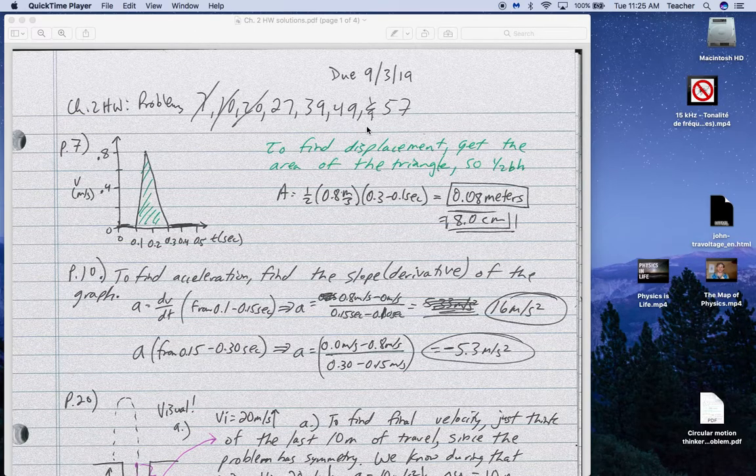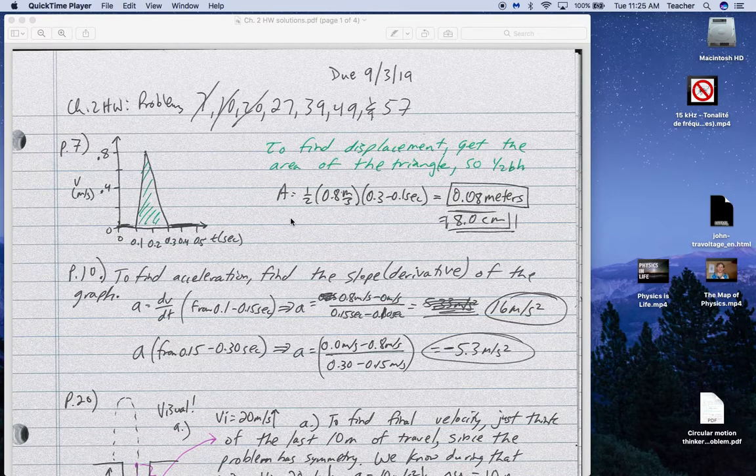Chapter 2 homework problems. They were due on September 3rd. So problems 7 and 10 were related to each other, which is why I assigned both of them. To find the displacement of this object during the time interval indicated, which is from 0.1 to 0.3 seconds, you need to get the area of the graph.